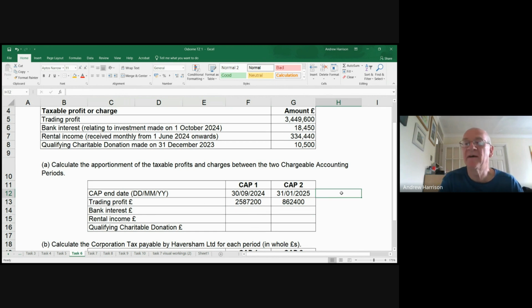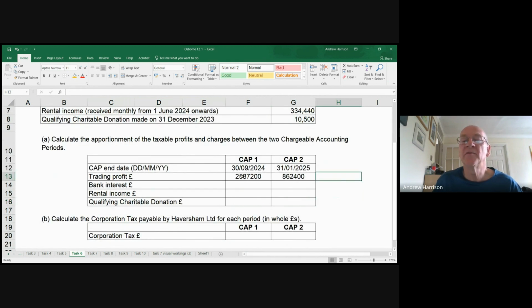The 3449600 was for the 4 months. And we could also have done cap 1's divided by 3. We could have taken the 2 million, this figure off this figure. We could come to the same number either way. If you want to double check it, there we are. It goes back to the original figure. Easy to do on a spreadsheet.